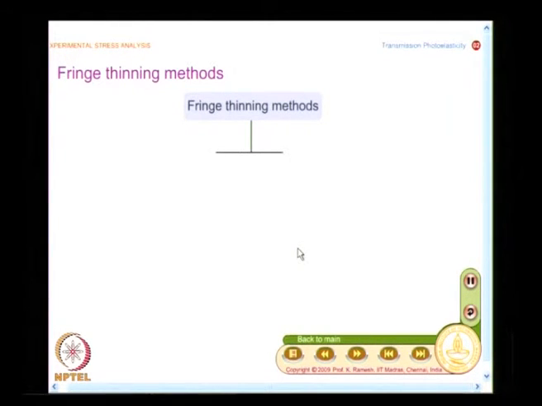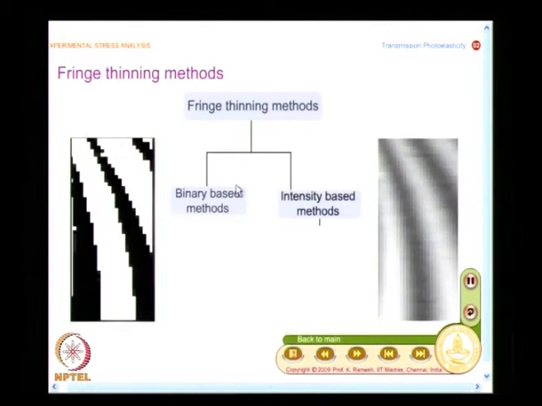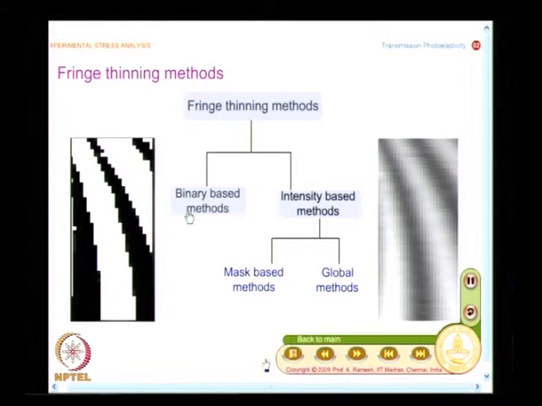I can classify fringe thinning methods broadly into two categories: one is a binary based approach, another is an intensity based approach. We have just seen that what we see as a fringe has intensity variation over the bandwidth of the fringe. One can view this as a black and white picture, and that is what is done in the binary based method. Essentially, whatever developments there were in optical character recognition, people directly applied to fringes.